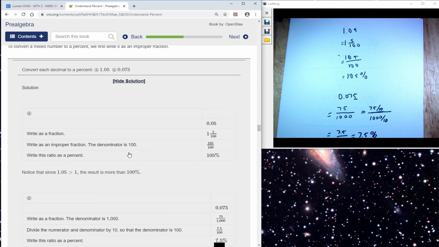Convert each decimal to a percent. So here I have 1.05. So I rewrite that as a fraction, and I have 1 and 5 over 100. As an improper fraction, that's going to be 105 over 100. That's the same thing as 105%.